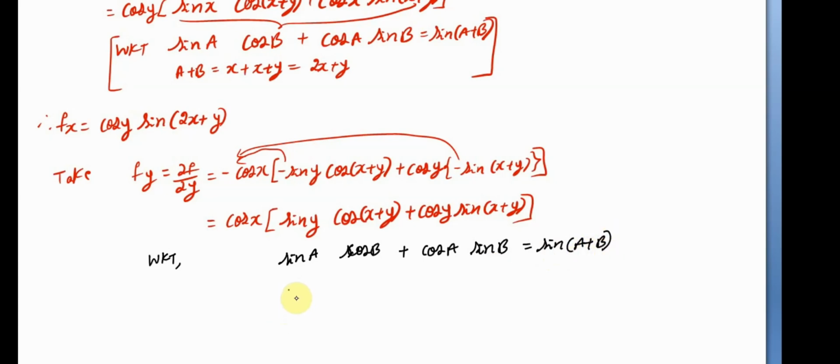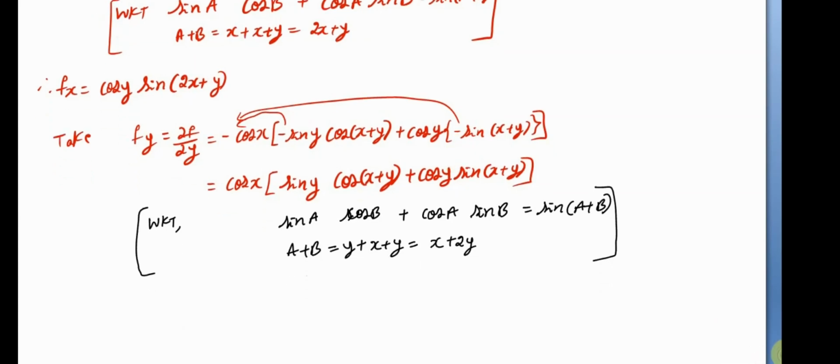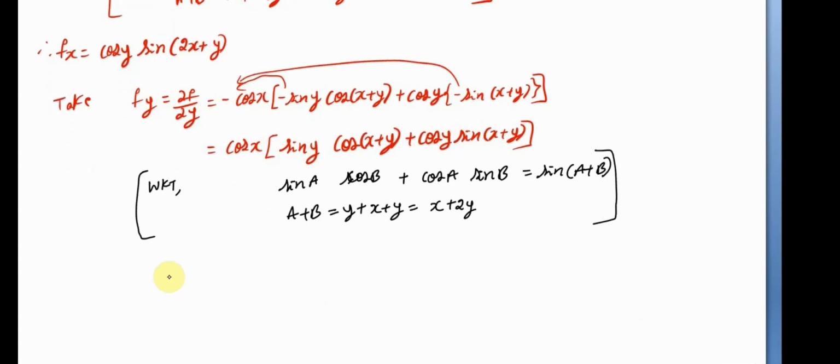So we know that a plus b, now what is a? It is y, plus what is b? x plus y. So that will give you x plus 2y. So we know this part here, friends. Is it clear? So we are going to substitute. Therefore please remember now, fy will give you cos x sin(x + 2y). So this is what we have got, the substitution.